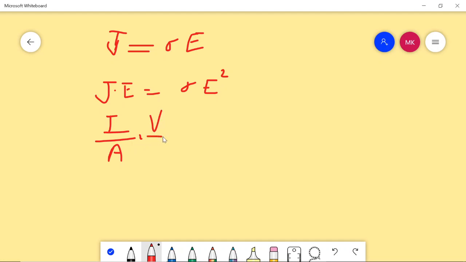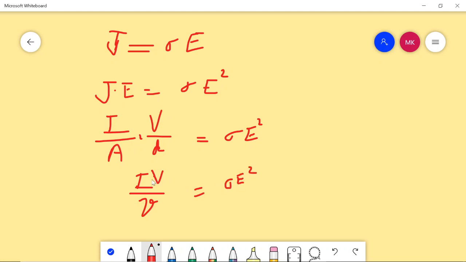as V, voltage over some distance. If you want to find the electric field, in simple terms we have V over D, and here sigma E squared. So here you will have I V over certain volume. This V is the voltage, and this V is the volume. So this is per unit area, and this is per unit distance. So this quantity is the same as sigma E squared.